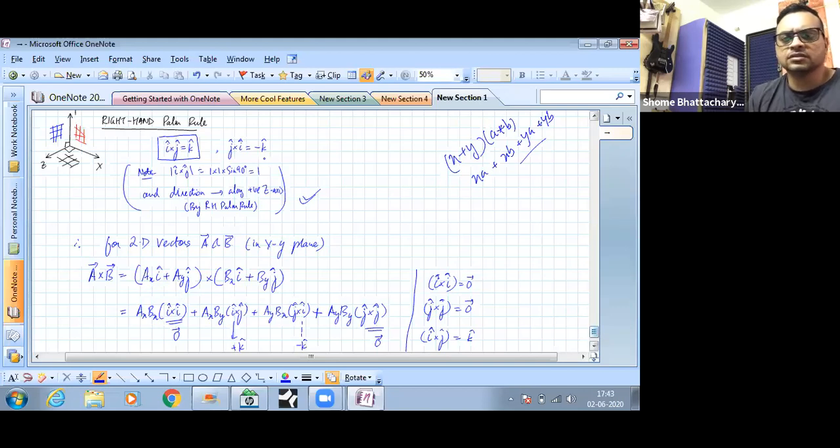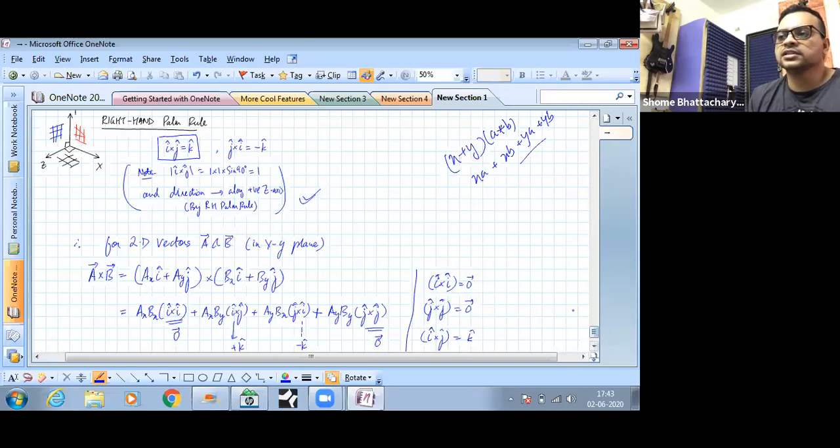Which one? This one? This step? This is the definition. This is the definition of the right hand rule. Yeah, so that's what I'm saying. It's as per the definition of the right hand rule.